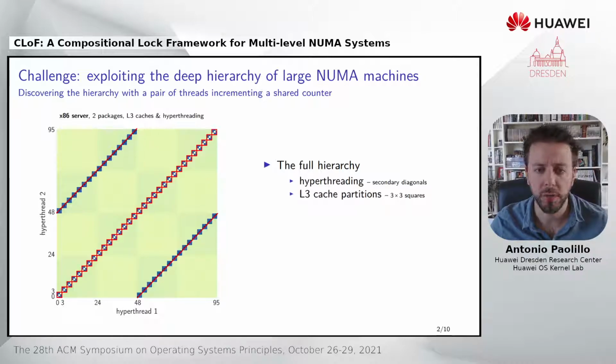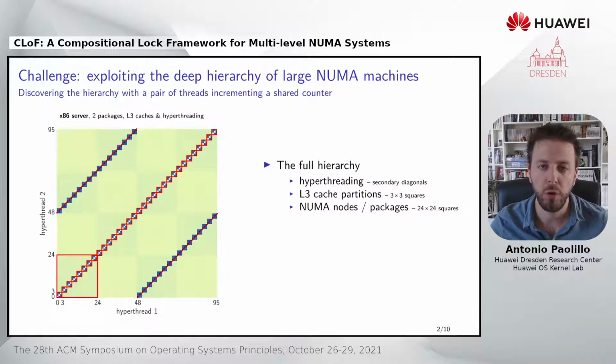Then the small squares of 3 CPUs represent cores sharing an L3 cache partition. The performance is still very good. There is a faint group of 24 threads. These are the CPUs that are located in the same NUMA node. The lighter squares correspond to the throughput achieved when the threads are on different packages. Proper use of the full hierarchy is important for scalability.